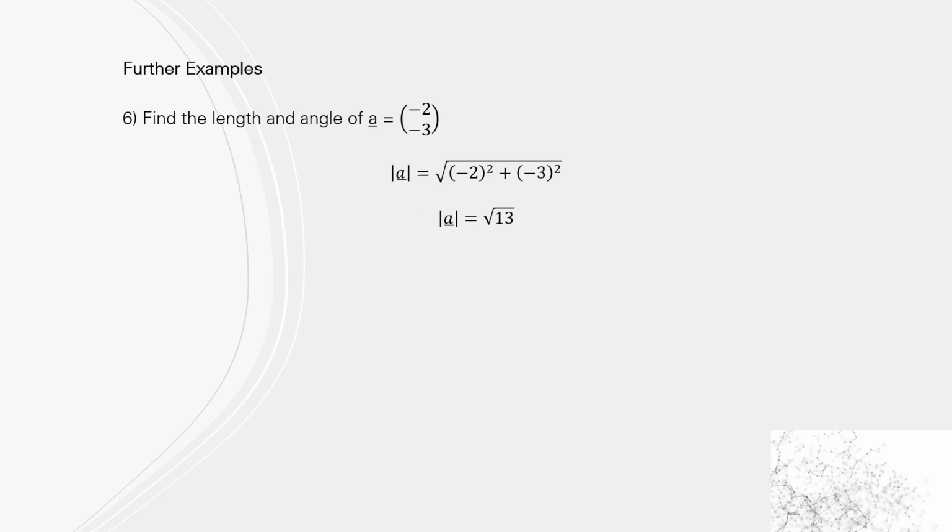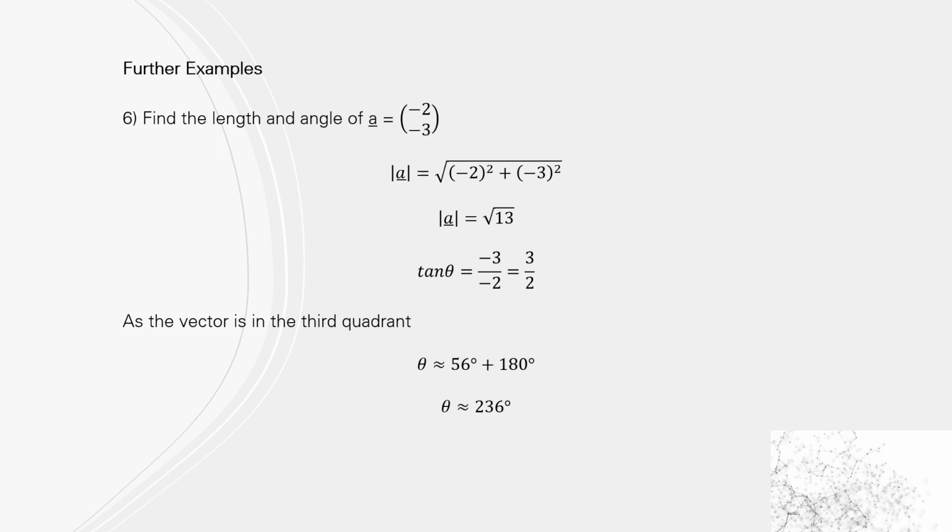And for the final one, find the length and angle. So the length again is just using Pythagoras. So it's the absolute value of a is the square root of minus 2 squared plus minus 3 squared. So that's the square root of 13.